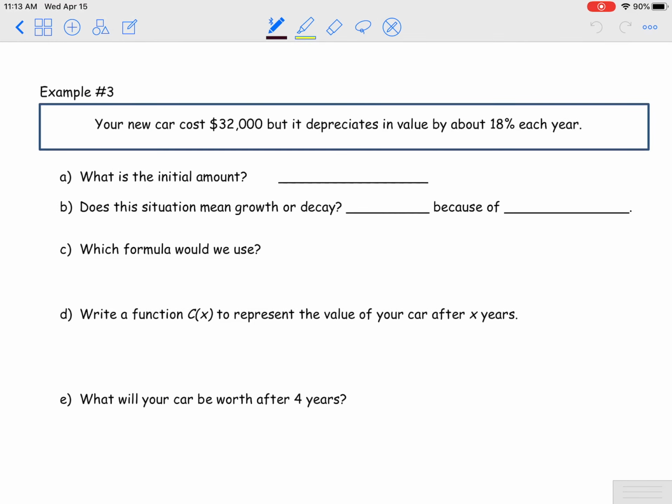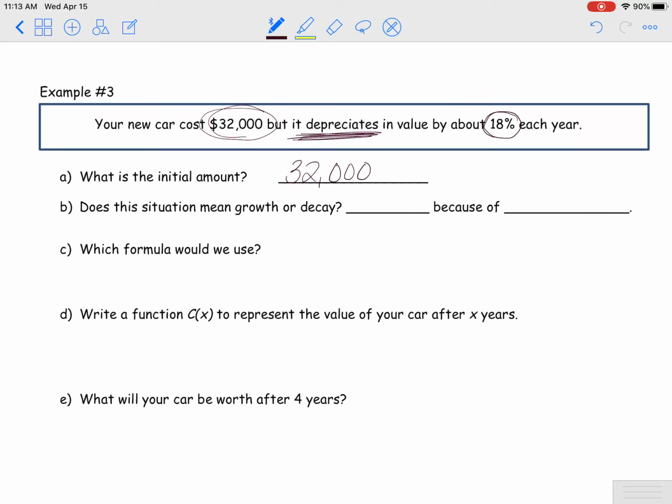All right, so we got one more example. So why don't you pause the video and see if you can answer this one all by yourself, and then check your answers with what I got. All right, so example number 3. Your new car costs $32,000, but it depreciates, it's gonna be an important word, in value by about 18% each year. Part A, what is the initial amount? Well, my car started out at $32,000.